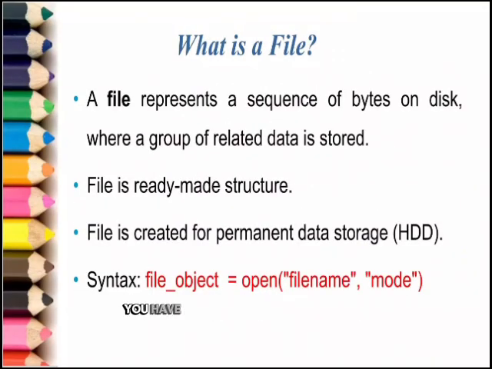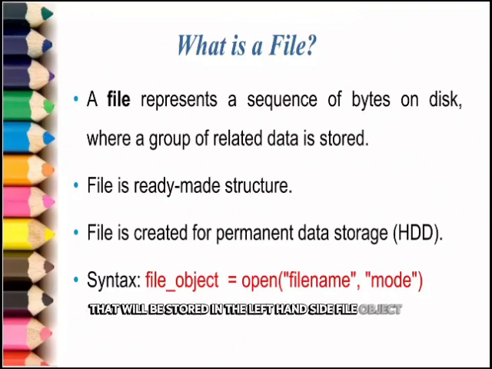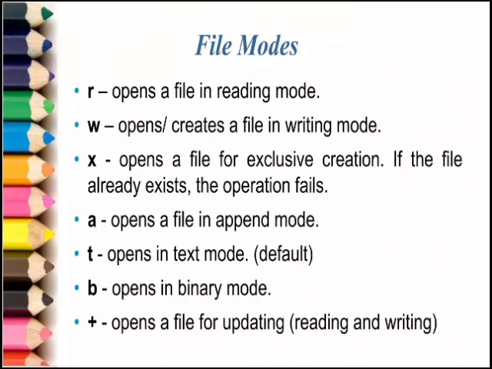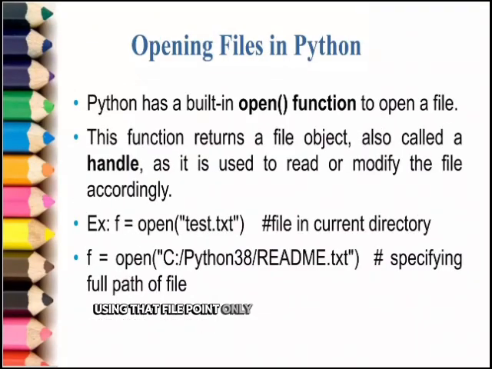So here you have to specify the name of the file. After that, the mode, in which mode you are going to access the file, and this function will return some address that will be stored in the left hand side file object. So this is a file pointer where the address of the file is created. So using that file pointer only you can access the file. So first step involved is opening the file.